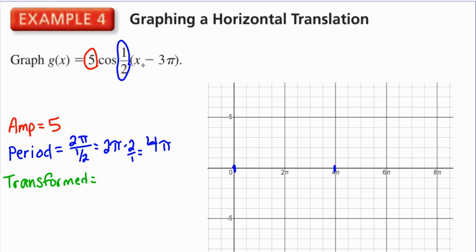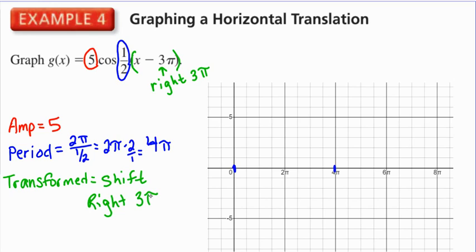I have inside parentheses this minus 3 pi. So this minus right here says that it's going to be shifted to the right 3 pi units. So we're going to shift this right 3 pi. There is nothing being added or subtracted outside of the parentheses, so it's not going to shift our midline up or down.